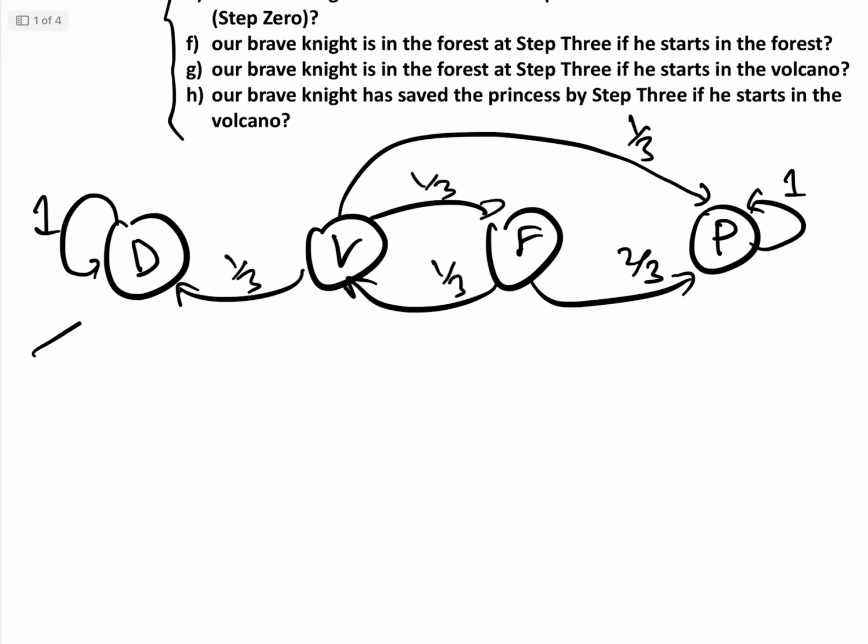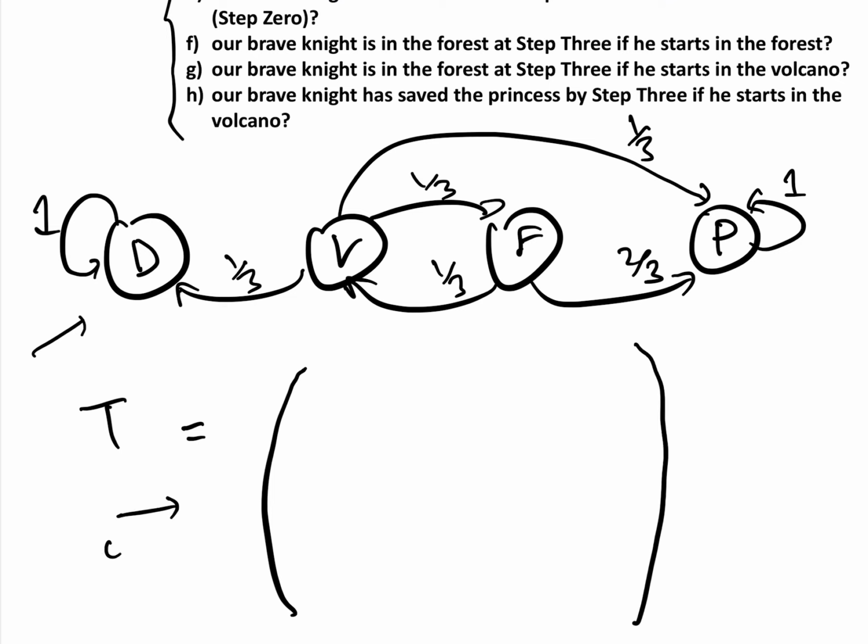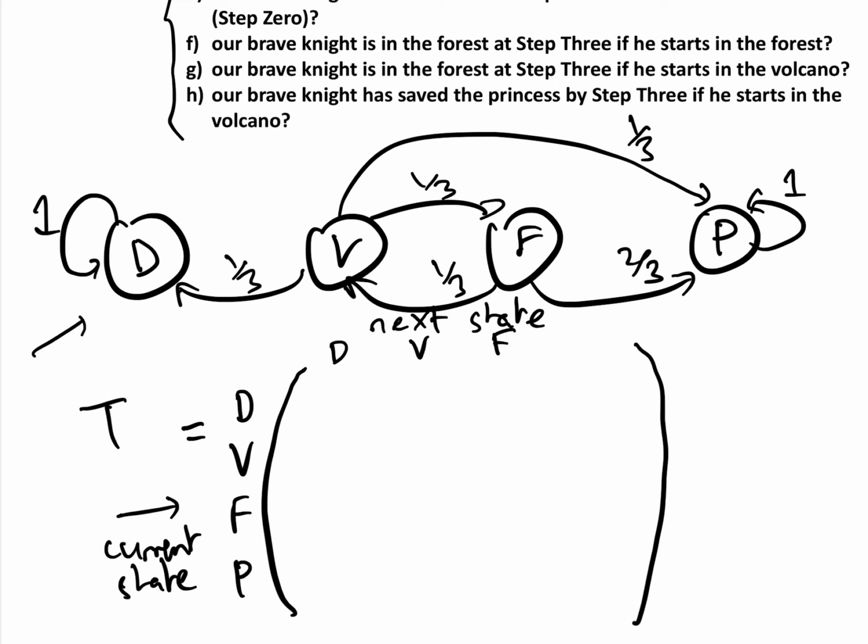Yes, it is. Okay, now we can write this as a state transition matrix. Let's write it as a matrix here, where this is the current state that the brave knight is in, and this is the next state that he will go to. So his current state could either be D, V, F or P, and his next state will either be D, V, F or P.